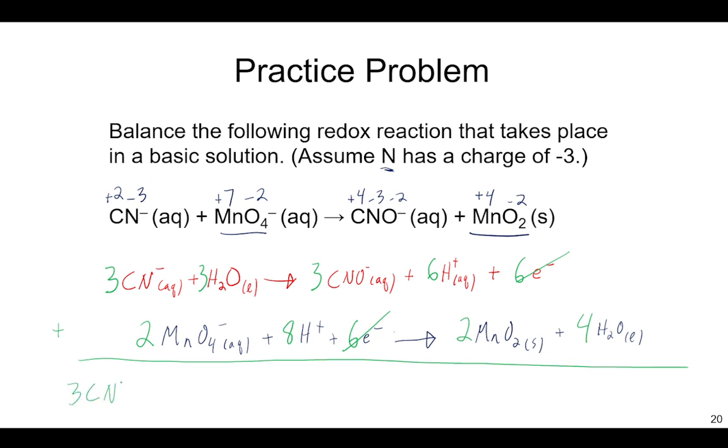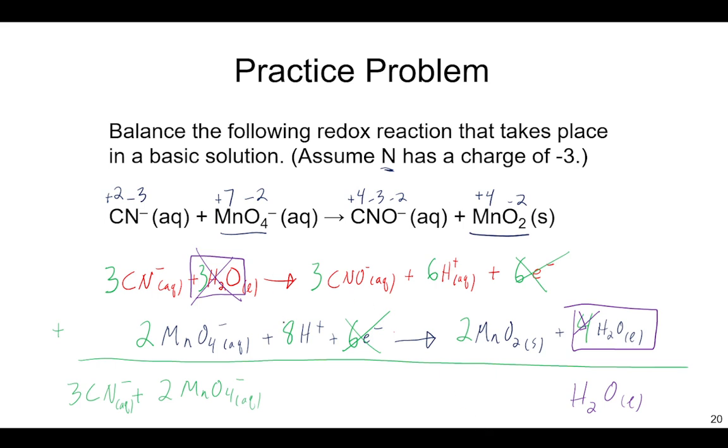Three CNs plus 2 MnO4 minuses, and I should include my states here. And then notice also that I've canceled the electrons, but I also have the ability here to cancel some waters. These 3 waters on the left, when I add to 4 waters on the right, is effectively just going to leave a single water on the right.